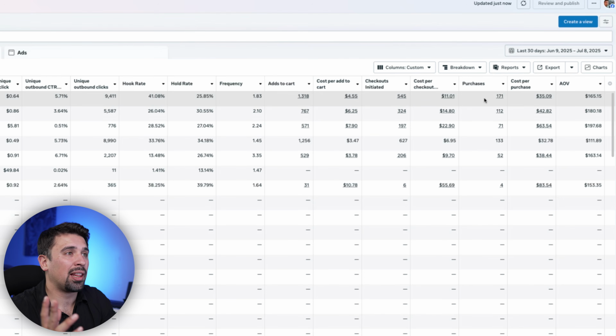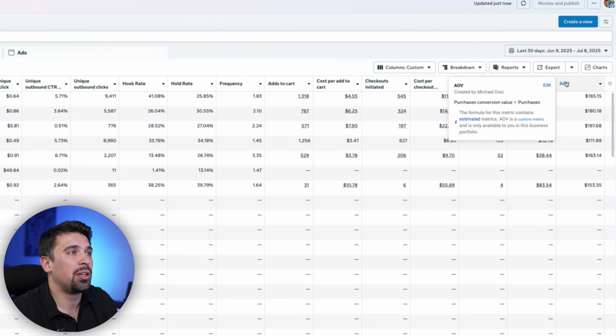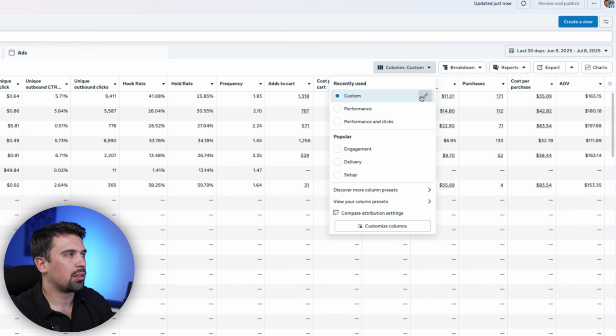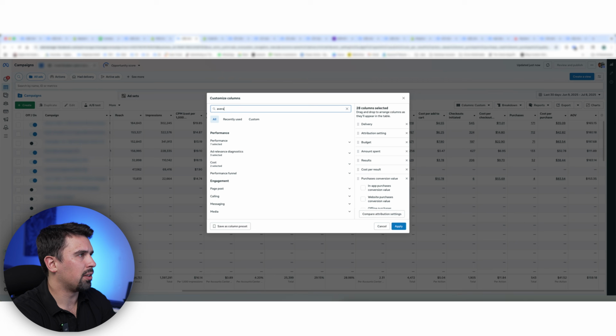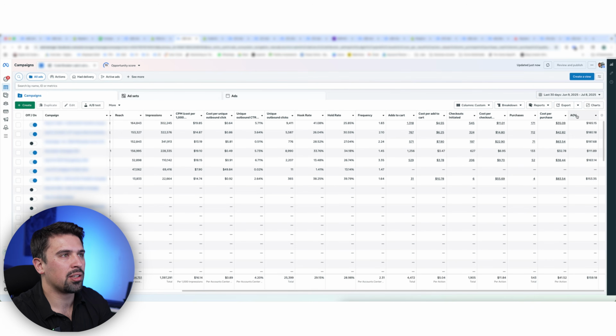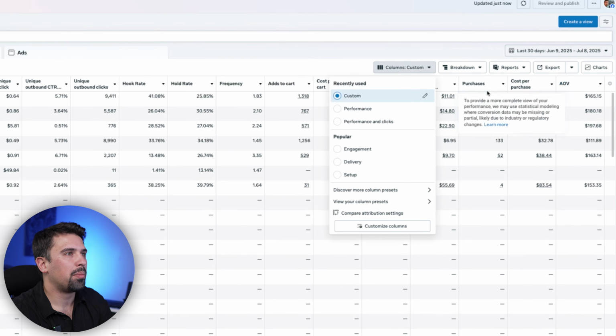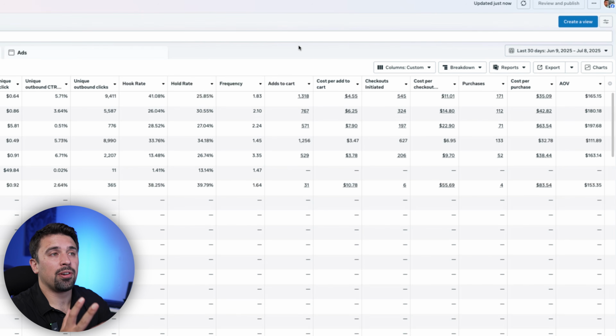And then the last metric that I like to look at is AOV, which is going to be your purchase conversion value divided by your purchases. But Meta actually did create a column in here called, I think it's average purchase conversion value. So I created this custom metric before they actually just made the standard one. But yeah, this metric is, on average, how much is average order value? So when somebody checks out, what's the average order value? So it's very important to keep an eye on that.